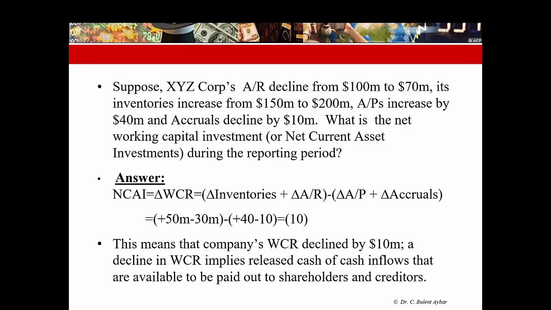So that implies cash released from this investment. The company does not have to maintain the level of investment it had in its working capital requirement in the previous period. So that implies we have cash released as a result of this change. A minus sign in net current asset investments implies cash available to the firm. We are going to see the impact of this later on.